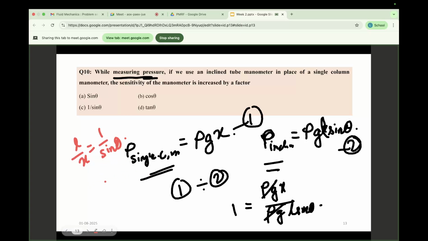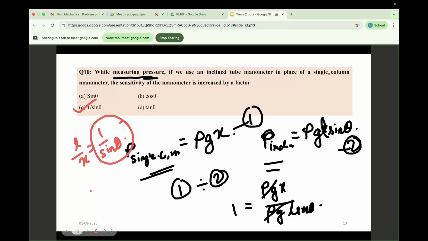So what is the L? L comes from this inclined manometer. So in the case of the inclined manometer, what do we have? We have a term compared to this one, that is 1 by sin theta. So that's why option C is the correct option.